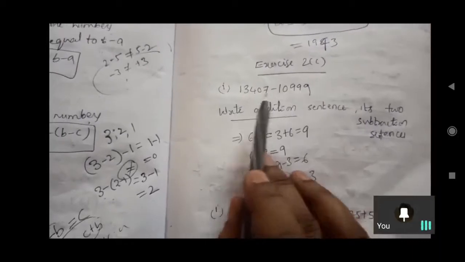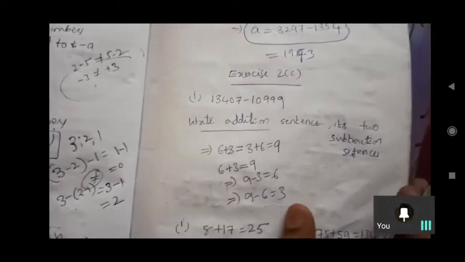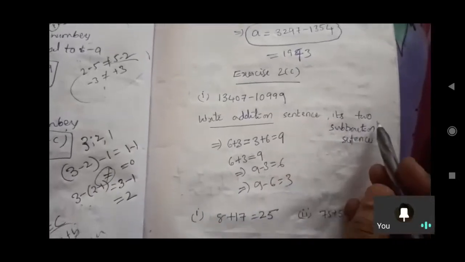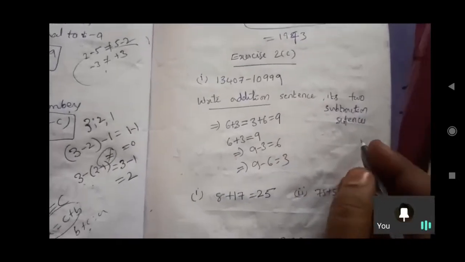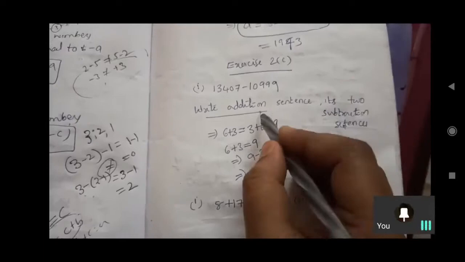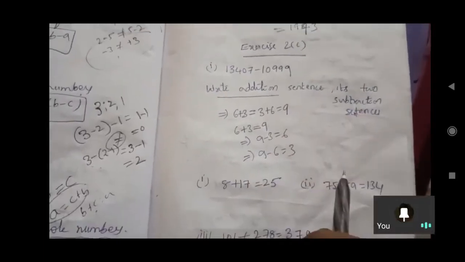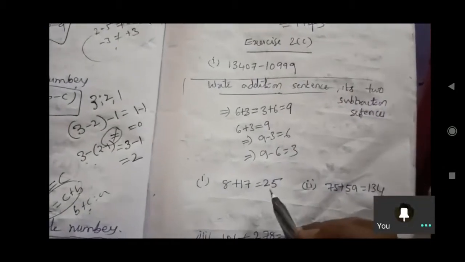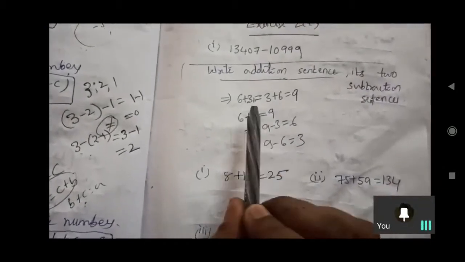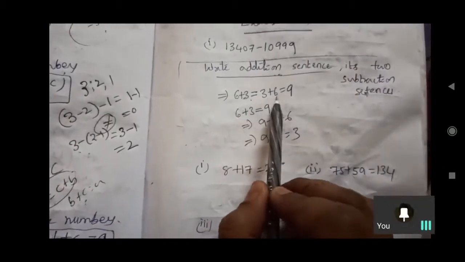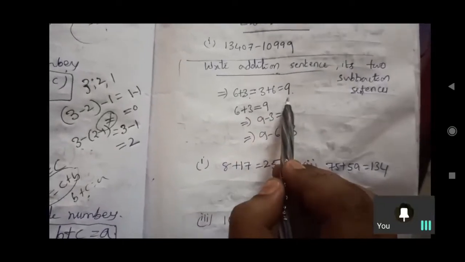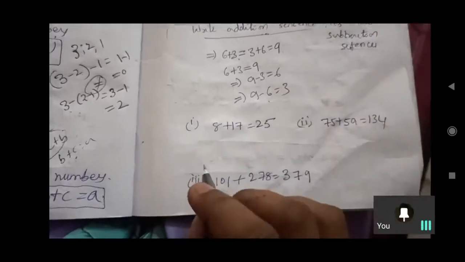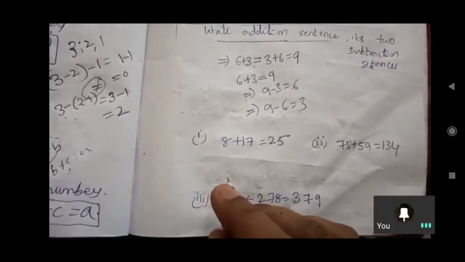Next we have to do this one. Write addition sentences of the following. Addition sentences, it's two subtraction sentences. For example, 6 plus 3 is equal to 3 plus 6 is equal to 9. We can write 9 minus 3 is equal to 6 and 9 minus 6 is equal to 3. Yes or no? Yes, we can write.